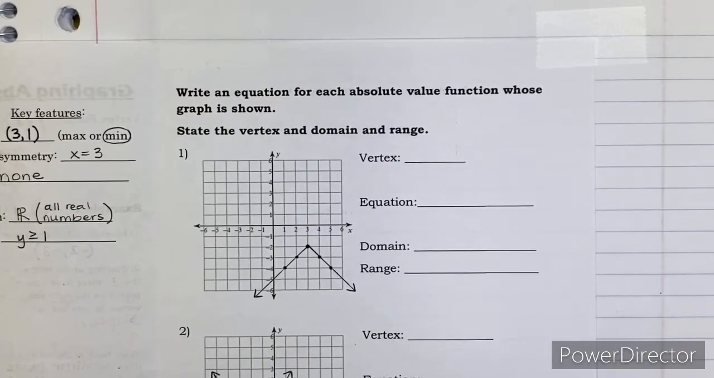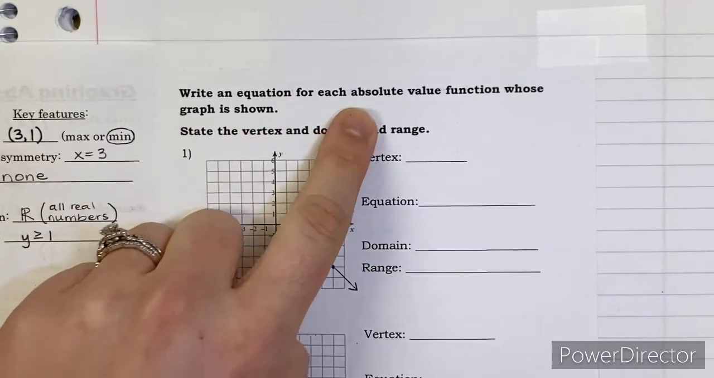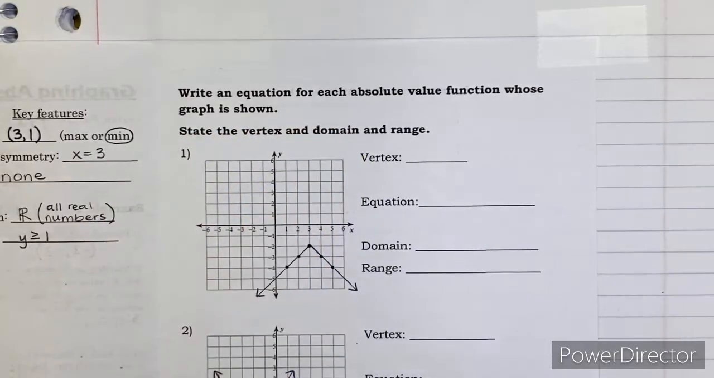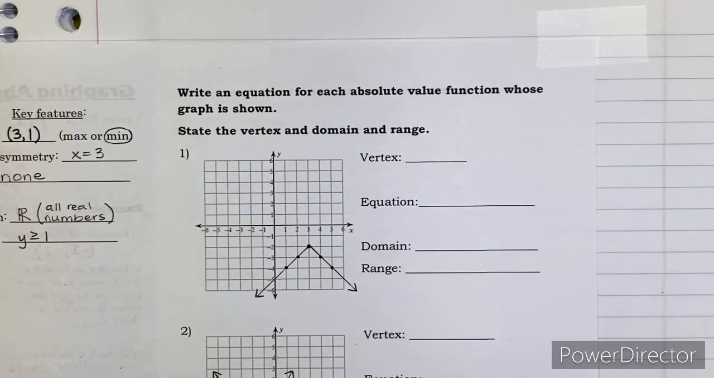Now, stuff on the right. Let's talk about these problems. I'm only going to do one for you, and then I'm going to let you practice the other two just to get some extra practice in. The instructions say, write an equation for each absolute value function whose graph is shown. State the vertex and domain and range. So we are going to take a look at number 2. I'm going to work you through number 2, and then I want you to try 1 and 3 on your own.